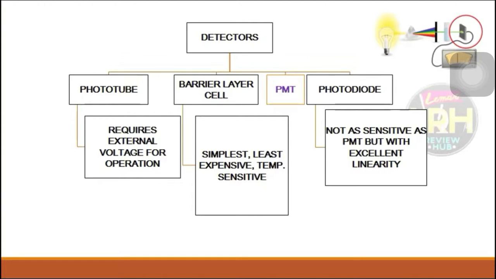So there are three main types of photodetectors. We have the photocell or the barrier layer cell, the phototube, and the photomultiplier tube. Of course, the barrier layer cell is considered the simplest, least expensive, and temperature sensitive. The phototube requires external voltage for operation. And we have the photodiode. Remember, the photodiode is not as sensitive as the photomultiplier tube, but has excellent linearity. And we also have the display or readout device. Simply, this is where both the transmittance and absorbance of a sample are read.